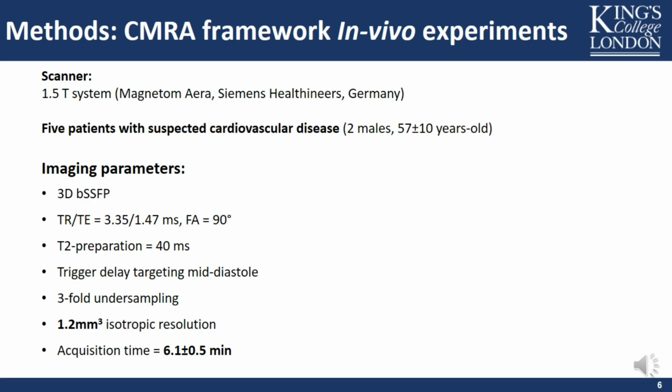In this proof-of-concept study, the approach was tested in 5 patients with suspected cardiovascular disease scanned on a 1.5 Tesla system. Imaging parameters can be observed here. Data was acquired at 1.2 millimeter isotropic resolution and an average scan time of 6.1 minutes. Virtual 3D iNAV-based non-rigid motion-compensated CMRA was compared against 2D iNAV-based non-rigid motion-corrected and non-motion-corrected images.